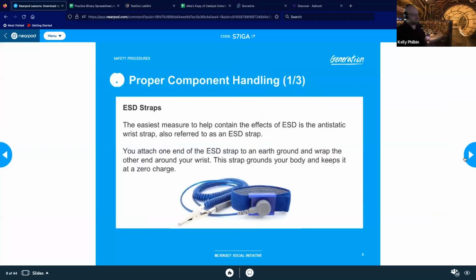Next big thing, ESD straps. Not too bad. It's an alligator clip with a bracelet on it. That bracelet has a little metal button. The button needs to sit firmly against your skin. This is going to be used to equalize the charge between you and whatever equipment you're working on, to prevent the sparks from jumping from you to them. So ESD straps.